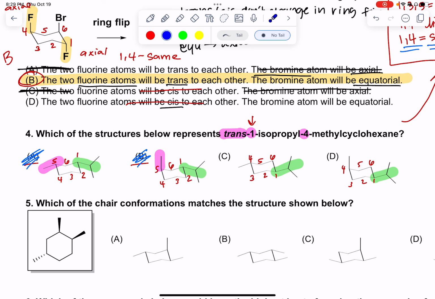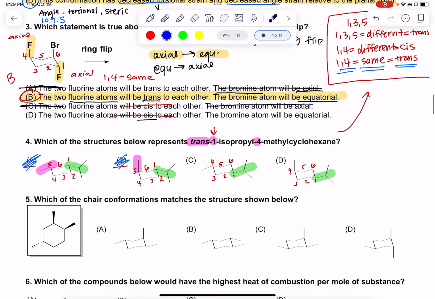Isopropyl on 1, methyl on 4. And I know that they're going to be, what did I say? The same because they're trans. So I'm going to look, this one's axial, this one's equatorial. That's not the same, so I can cross that one out. And this one is equatorial, and so is this one. So C looks good to me. I'm going to say the answer is C.